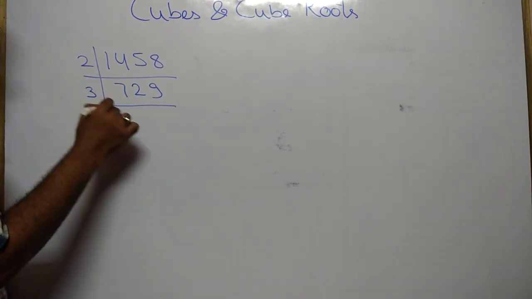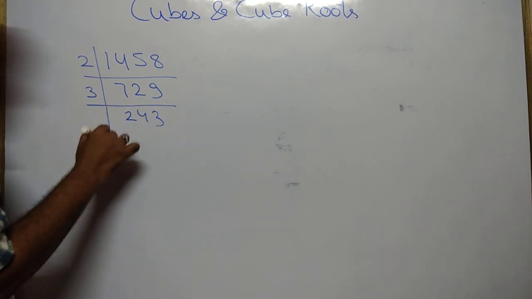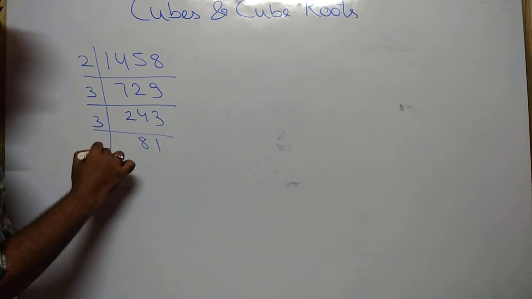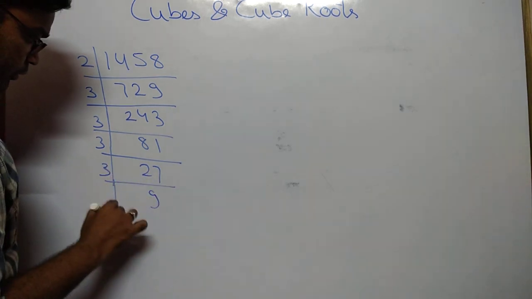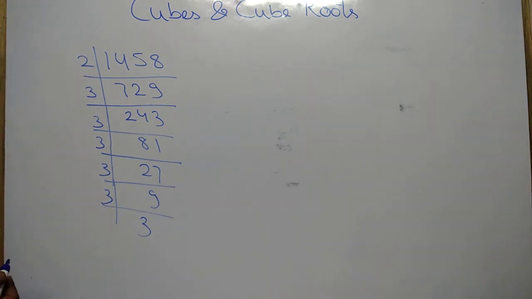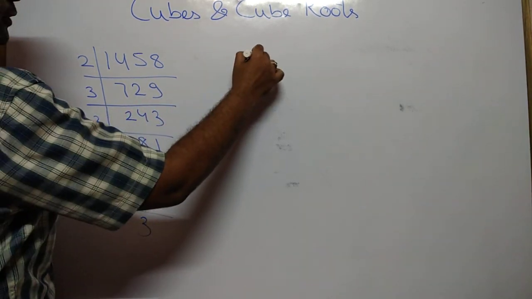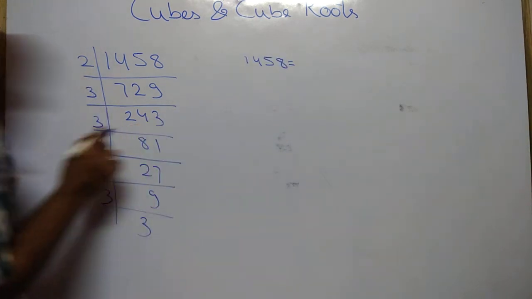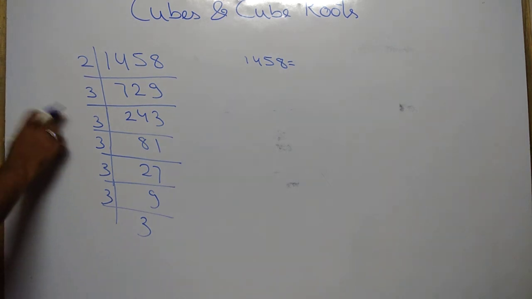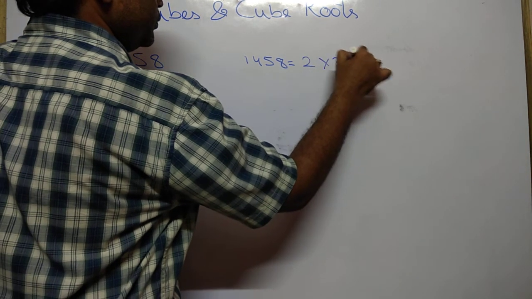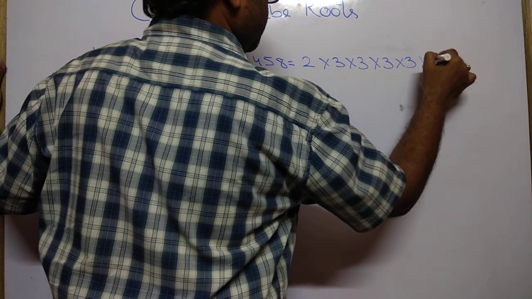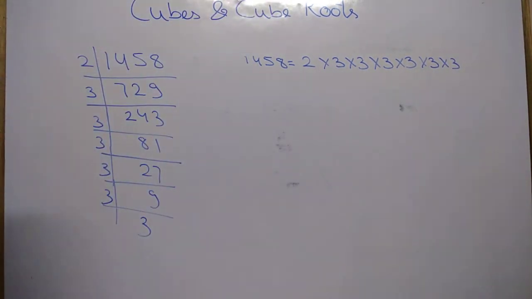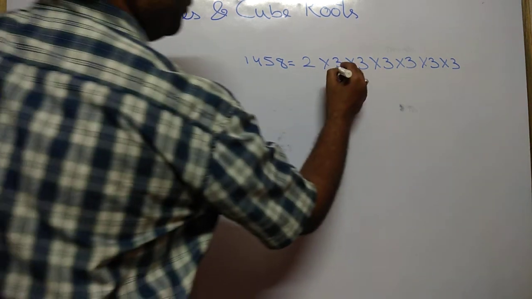Now 3 twos are 6, 3 fours are 12, and so on, down to 3 threes. So in the case of 1458 we can write it as 2 into 3 six times. 2 into 3 six times.